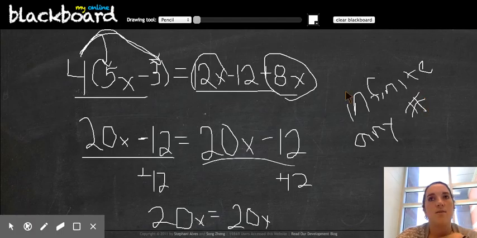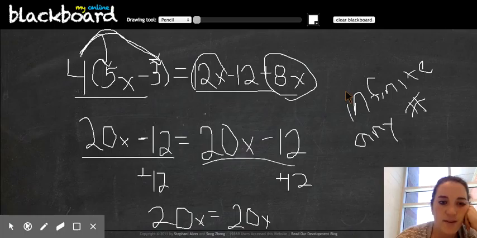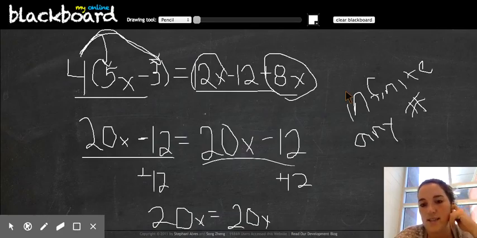Finally, the last one. How can I start simplifying this equation so that I can solve it? I can distribute my 3. 3 times 4x is what? 12x plus 3 times 5, which is 15. I have 12x plus 15 equals 12x minus 8. Can you guys tell what type of equation this is? It's no solution, because there's no value for x that will make this work.